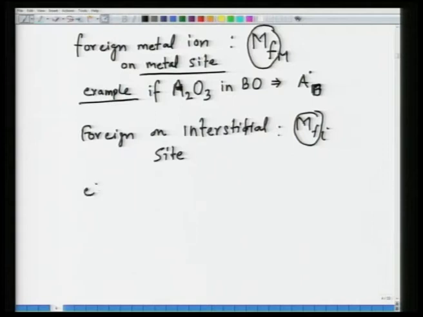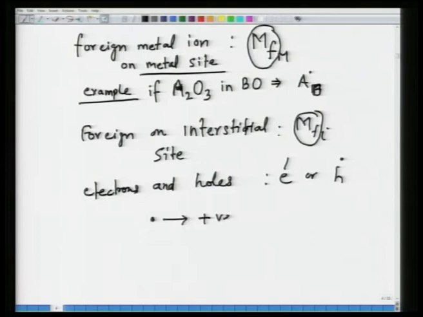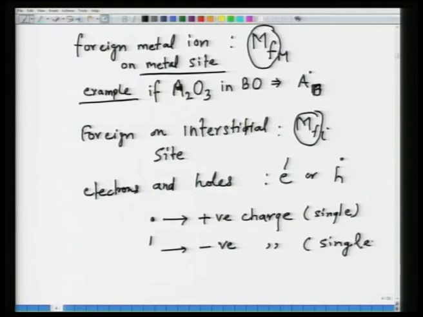And for electrons and holes, it is e dash or h dot. So, basically one dot is a single positive charge, and one dash represents a single negative charge. Okay. So, this is the convention which we have to follow when we do this defect chemistry exercise for all these defects.